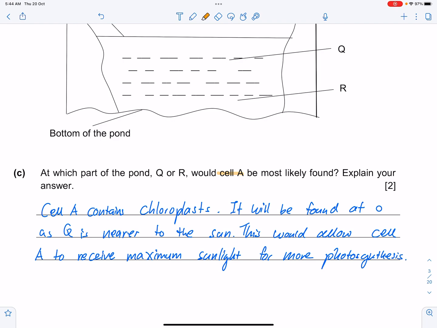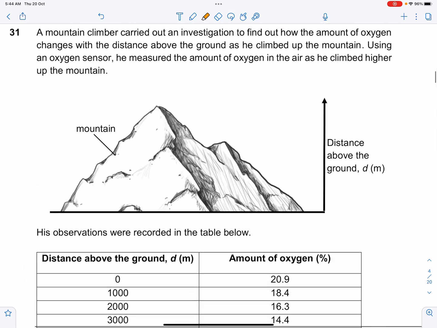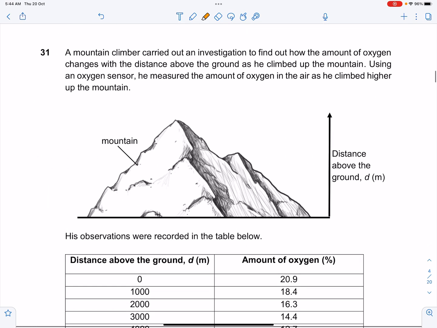I'm just going to highlight some key points. Contains chloroplast. Okay, and then this is Q. Nearer to the sun. Max more photosynthesis. Alright, moving to the next question.